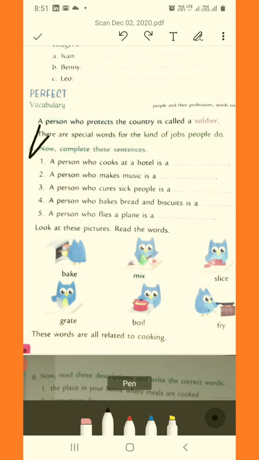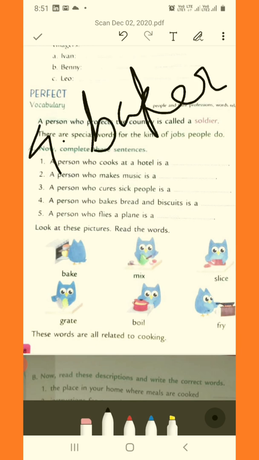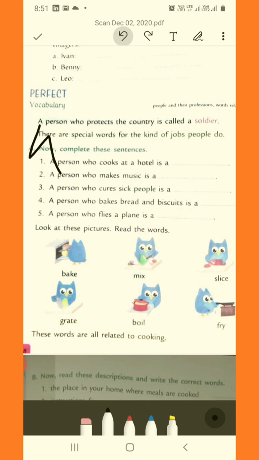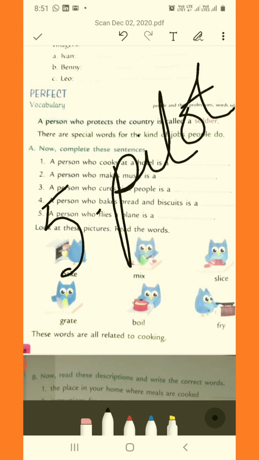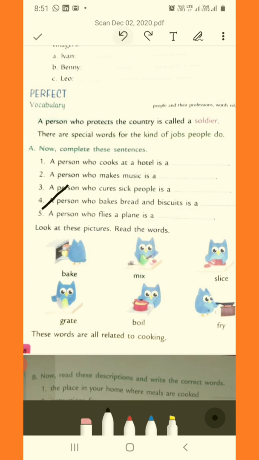4. A person who bakes bread and biscuits is a baker. A person who flies a plane is a what? Aeroplane? No, a pilot, right? What is he? Pilot. I believe some of you wish to become a pilot when you grow up, right? It's a great thing to achieve. You can do it with a bit of hard work.